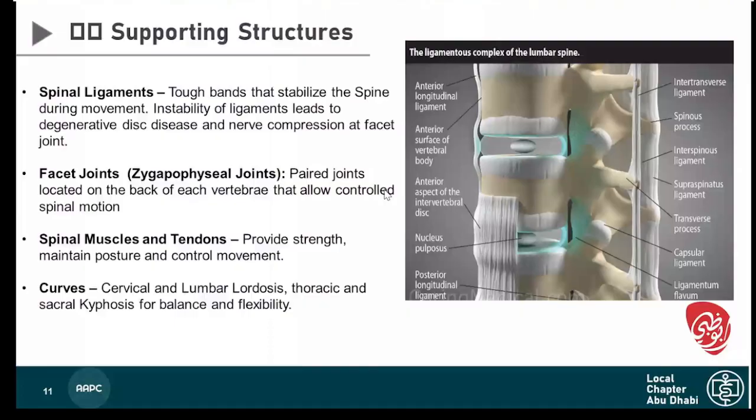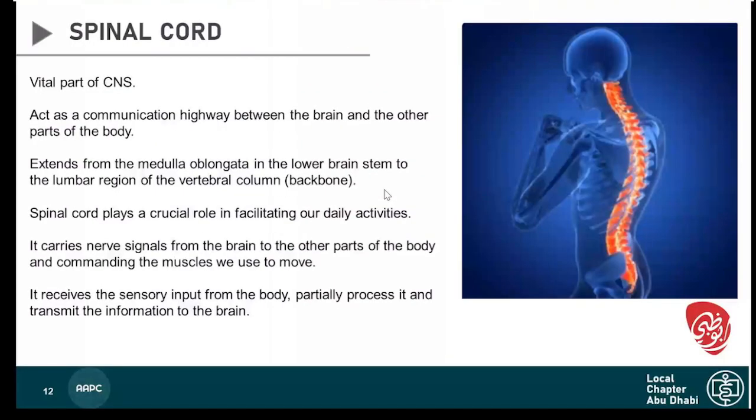Then comes curves. What is a curve? The human spine normally has curves. See, this is the human spine, and it has inward curves and outward curves. Okay, inward curve and outward curve. The curves help in the balance.